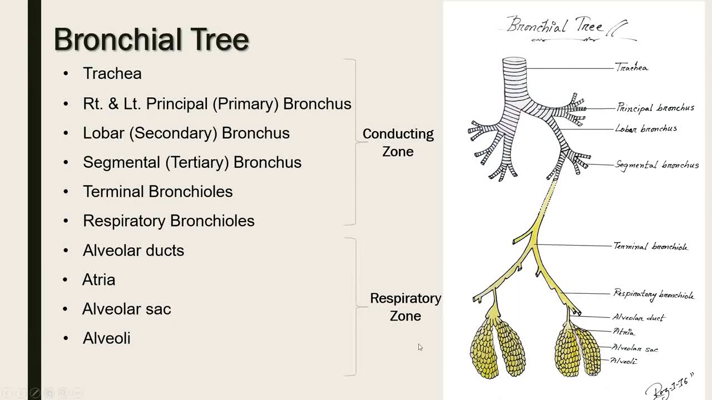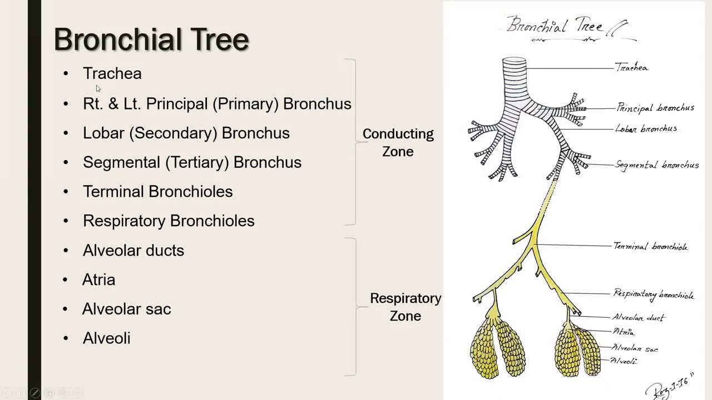Now the bronchial tree, another picture I have drawn for you. The bronchial tree is actually a long tree that extends from the conducting zone to the respiratory zone. In the conducting zone the air is only being transmitted, but in the respiratory zone, the air is actually exchanging gases between the pulmonary blood and the air itself. That means oxygen and carbon dioxide exchange will happen in the respiratory zone.